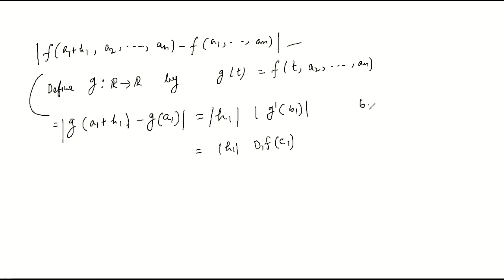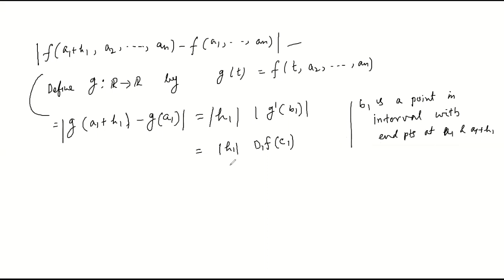So B1 is a point, a real number in the interval with endpoints at A1 and A1 plus H1.